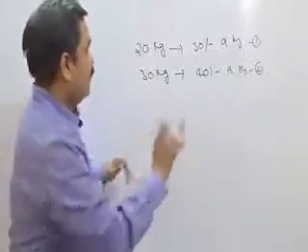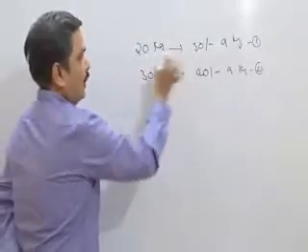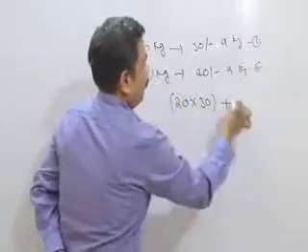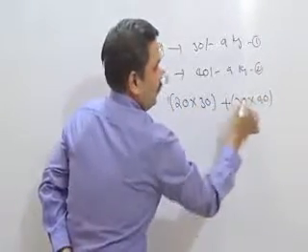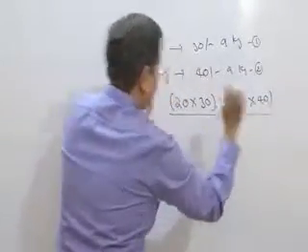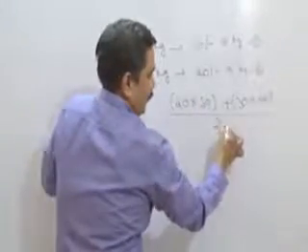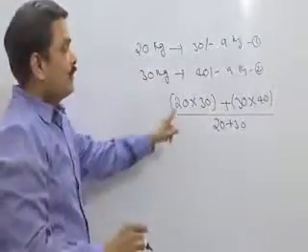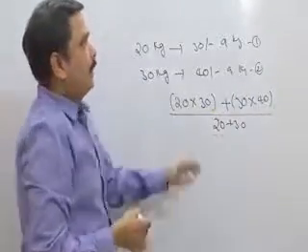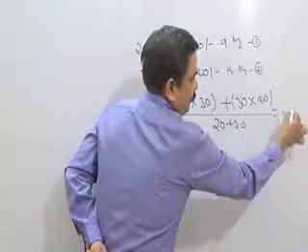For that reason, while finding the average price per kg of the mixture, you need to do it this way. Multiply 20 kgs into 30 rupees, plus 30 kgs into 40 rupees. You get the total, then divide by the quantity, 20 plus 30, which is 50. After simplifying, you get 600 plus 1200, that is 1800, divided by 50. After simplifying this, you will get 36 rupees.